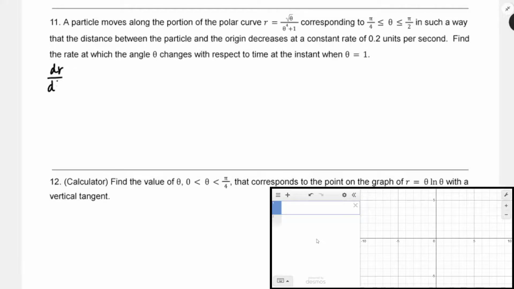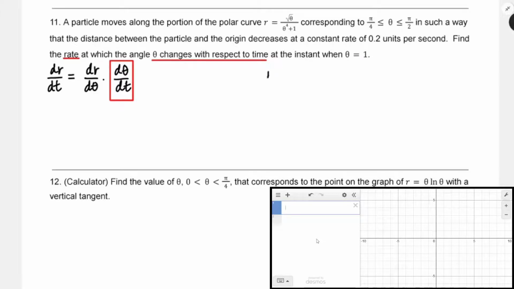dr dt is going to equal dr d theta multiplied by d theta dt. Now that's what we are eventually hoping to solve for, right? Find the rate at which the angle theta changes with respect to time. That's d theta dt. So that's what we're hoping to solve for eventually. So I just need to take the derivative of r.